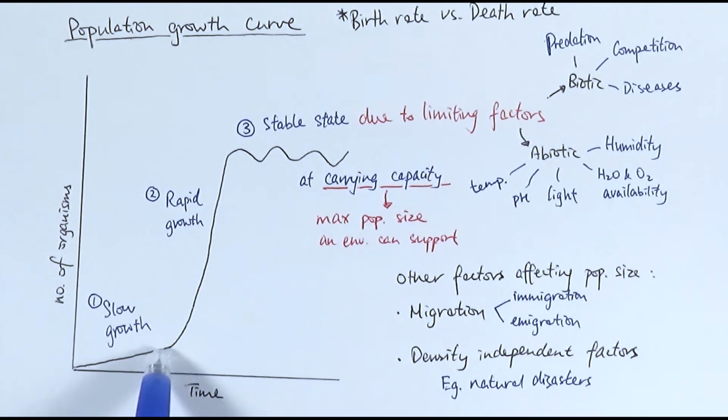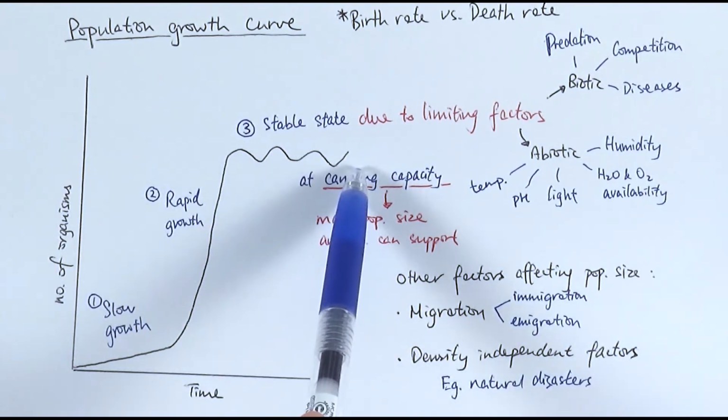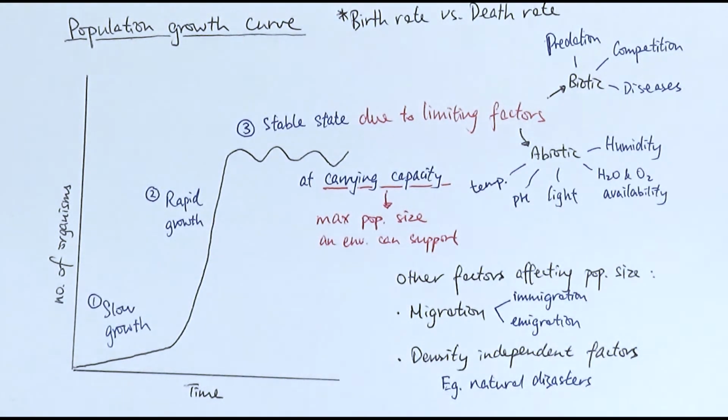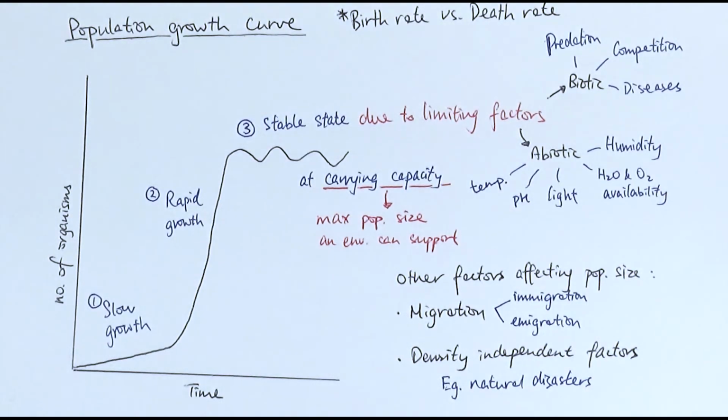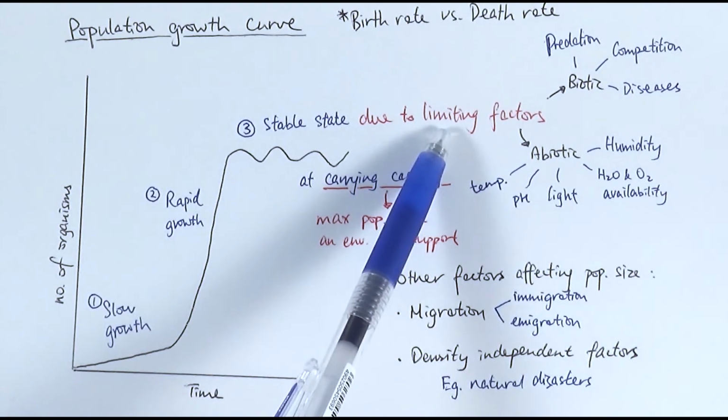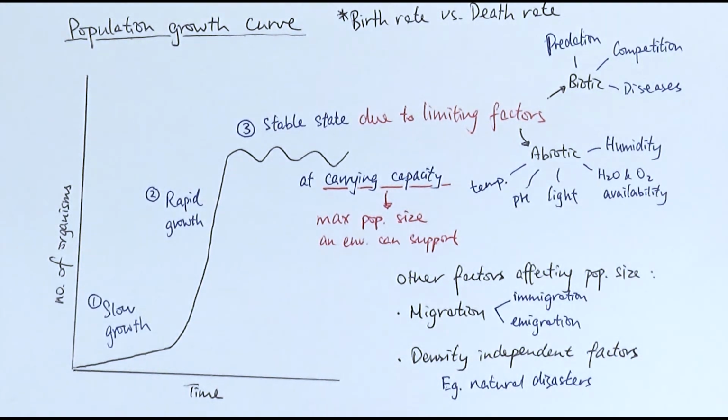So a quick summary, here we've got a population growth curve. You can see we've got the slow growth in the beginning, rapid growth, and then stable state by comparing the birth rate and the death rate at each of these stages. And we say at the stable state, the population is at its carrying capacity, which is its maximum population size that the environment can support at that time. And the reason why the population size would stop at that point is because of the limiting factors, which can largely be split into biotic and abiotic factors. Some of the things would be things like migration and density-independent factors that would affect the size of your population regardless of the initial size.